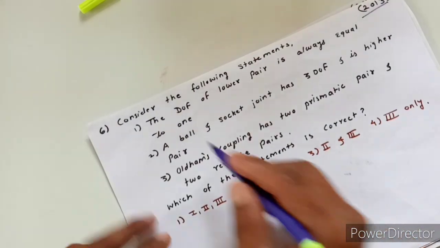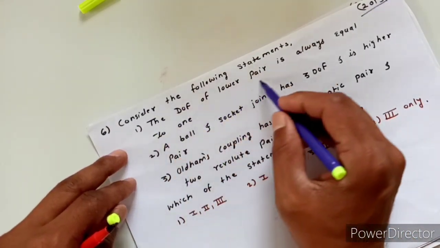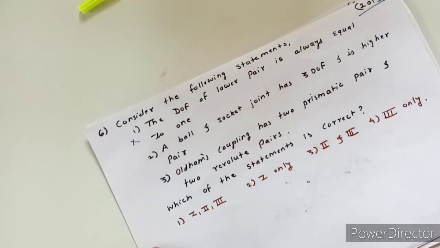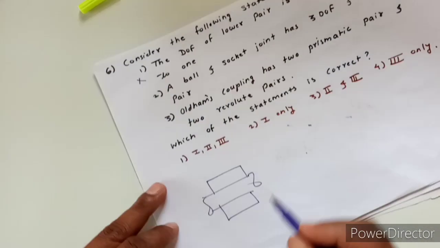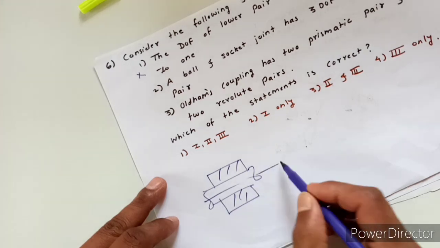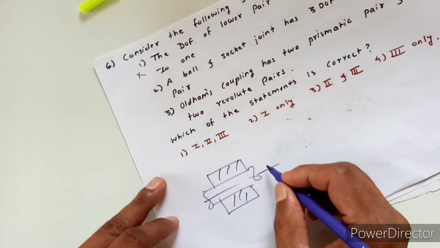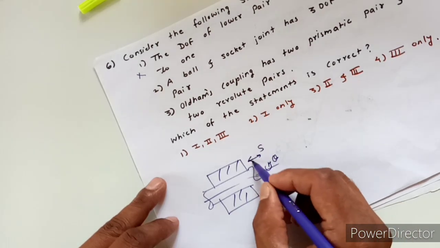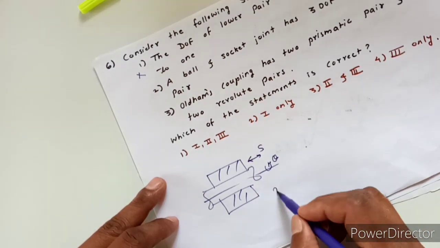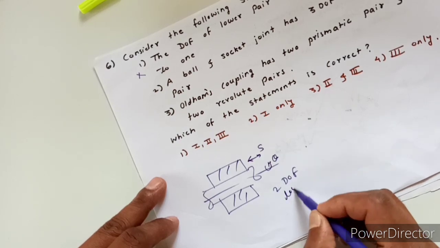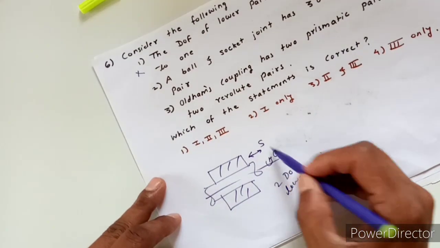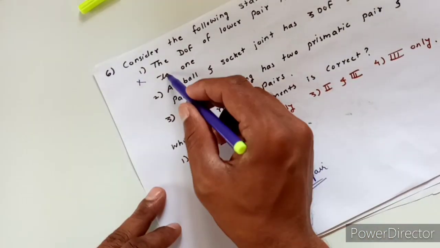Asked in 2013, consider the following statement: the degree of freedom of a lower pair is always equal to 1. This is not true, because if we take an example of a cylindrical pair, where a shaft rotates inside the bearing, this shaft may rotate or may slide inside this bearing, so it has 2 degrees of freedom. Even though it is a lower pair, it has 2 degrees of freedom because s and theta are independent. So this is not true.